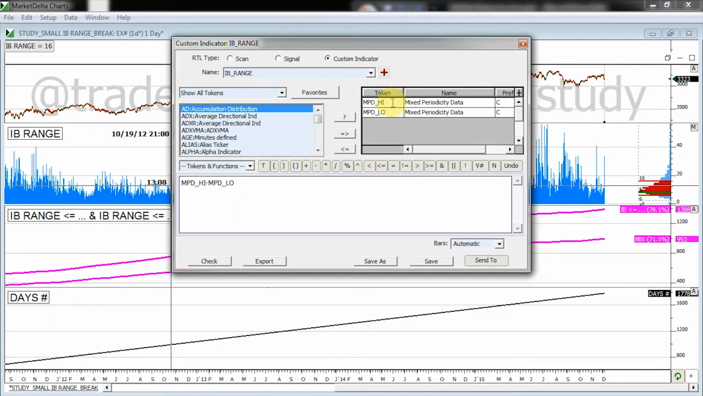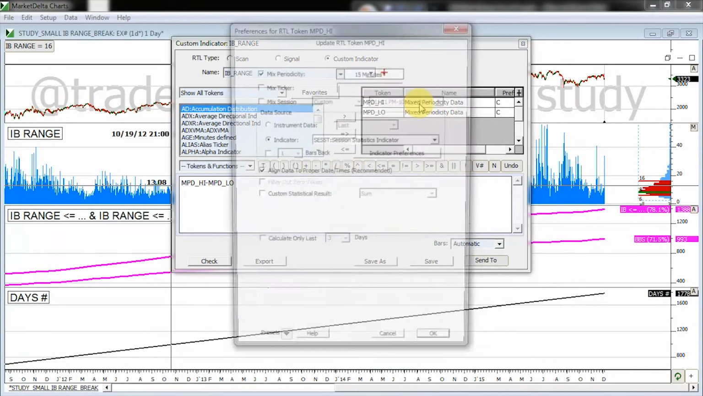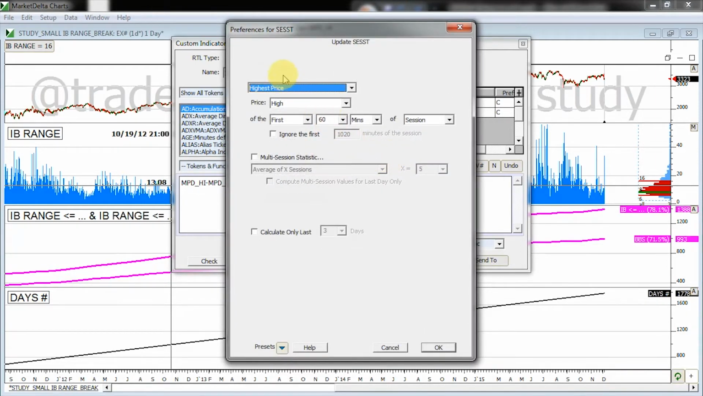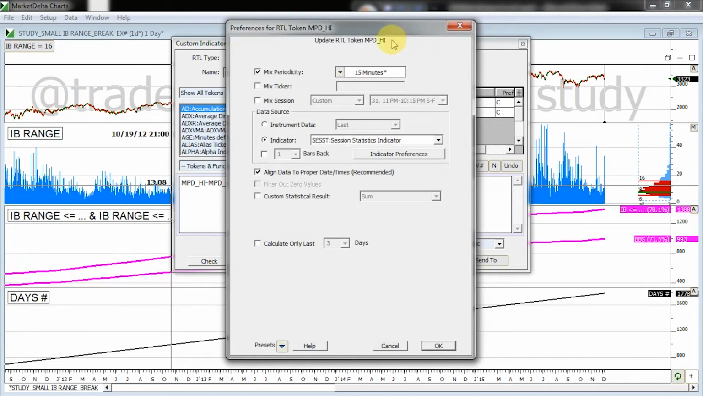So if we go into the token here and we double click on here, it will show you. So I have mixed periodicity here, and then I say, okay, what is the data source, and I use something called the session statistics indicator, which then, if I show you how it's set up, it says I'm looking here for the highest price, the highest high, of the first 60 minutes of the session. So that outputs me that.